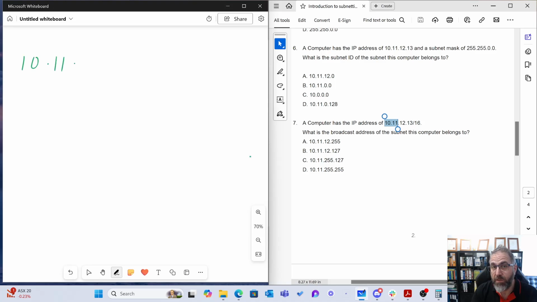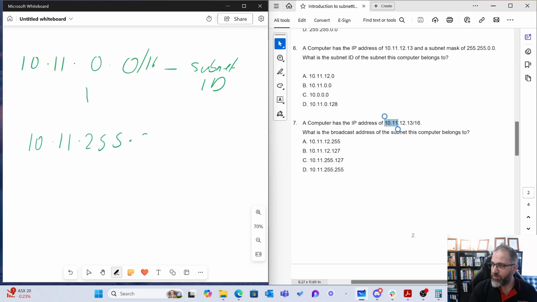So this is our network. These are going to be our hosts. We've got 2 octets that we can dedicate to our hosts. That is going to be the subnet ID, and we'll do a /16. So that's our subnet ID. And this is going to go all the way. There are thousands and thousands, I think 64,000 possible combinations here of IP addresses. So we're going to go all the way to 10.11. Check this out, 255.255.